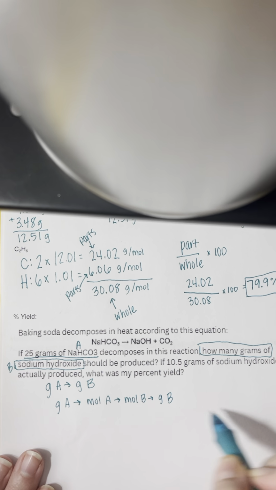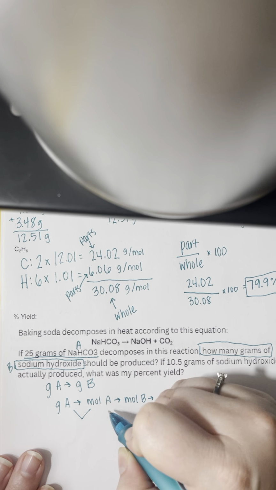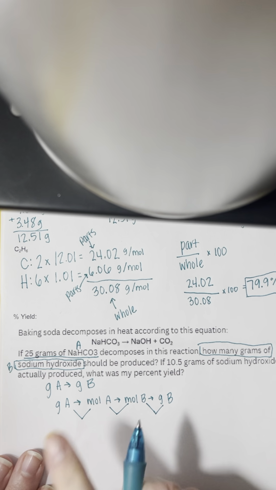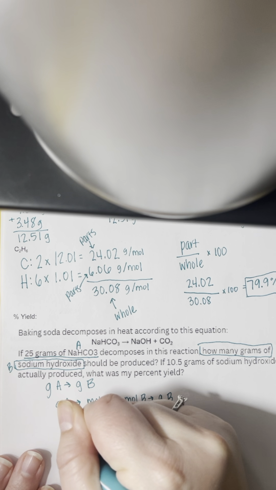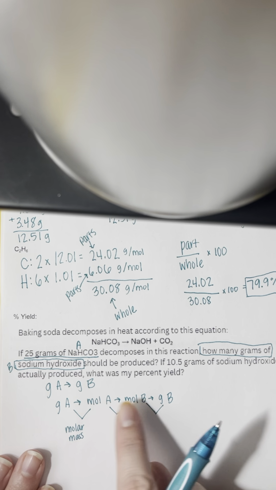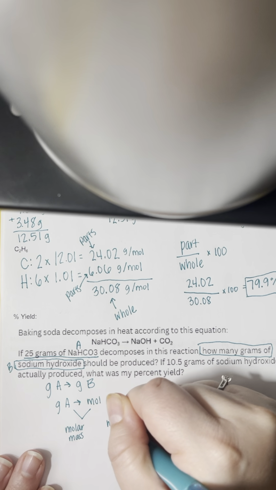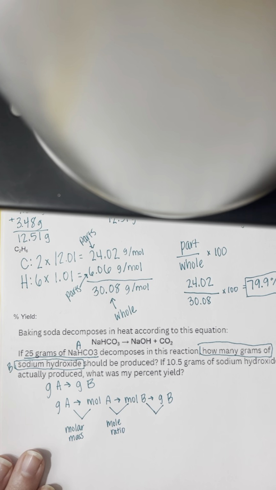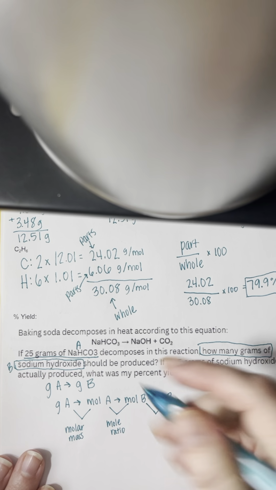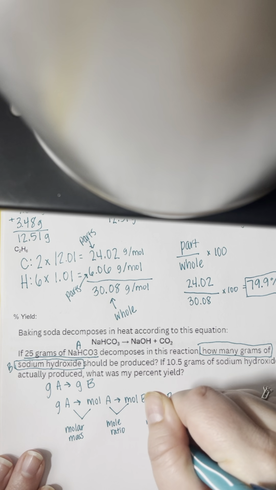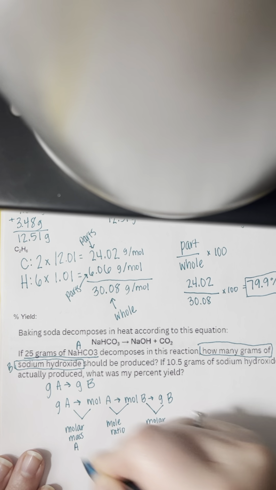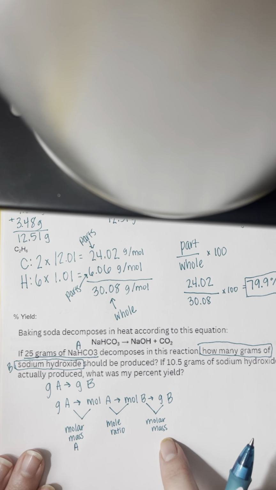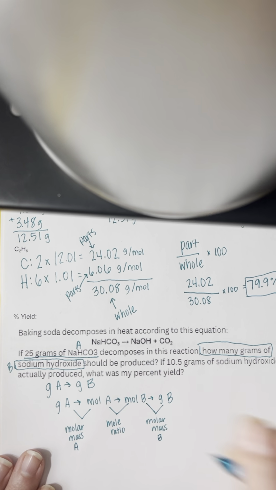And in order to do each of these steps, we're going to find some sort of conversion factor. To go from grams to moles, we're going to need molar mass. To go from moles of A to moles of B, we need the mole ratio. And to go from moles of B to grams of B, we're also going to need molar mass. If you're wondering which molar mass you need: grams A to moles A uses the molar mass of substance A, and moles B to grams B uses the molar mass of substance B.